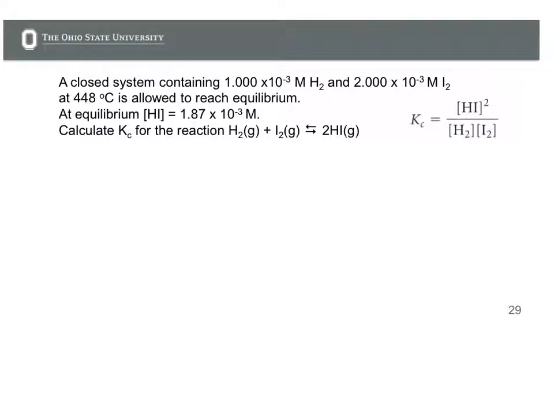In this problem, we're asked to find Kc for the reaction of H2 plus I2 in equilibrium with 2HI. Everything here is in the gas phase. So that means that everything will go into our equilibrium constant K.